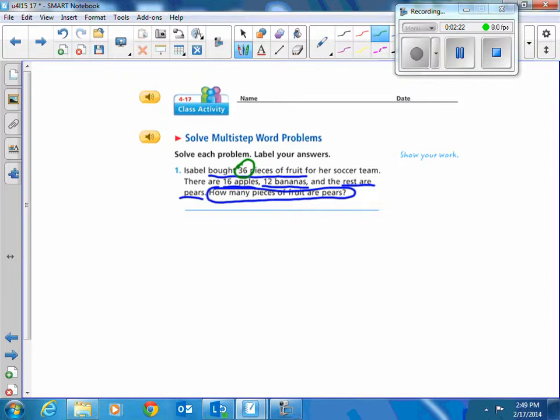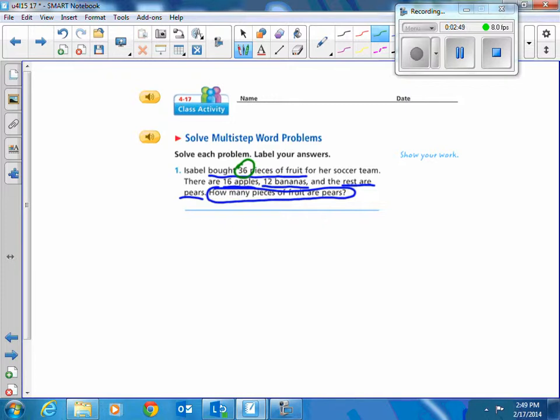What can we do to solve that problem? Well, we know how many apples and bananas, right? We just don't know how many pears. Remember boys and girls, this problem is going to take more than one step. It's not going to be just one addition problem or one subtraction problem. We're going to have to do at least 2 different steps to solve this problem.